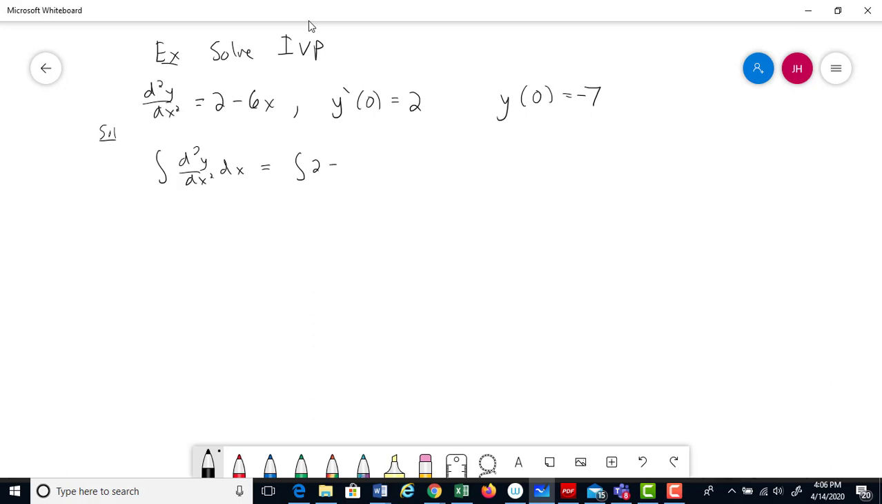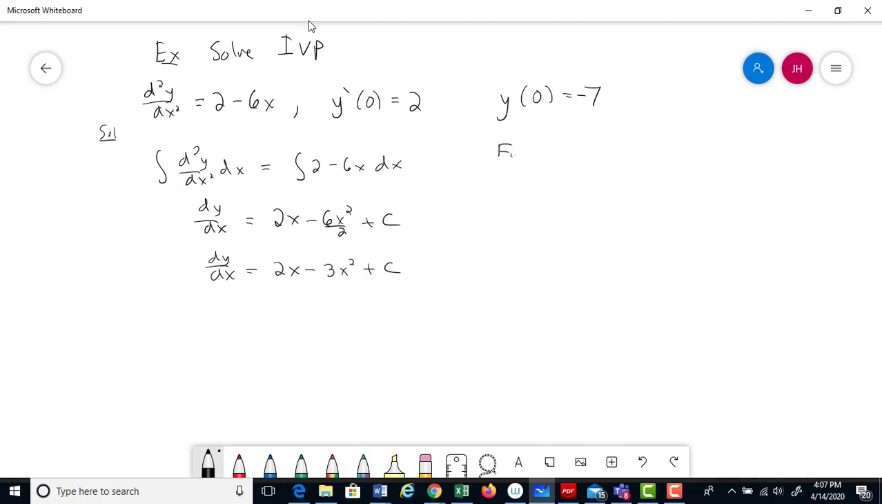And this is going to be the antiderivative of 2 minus 6x with respect to x. So what you're going to get here is just the first derivative back. The antiderivative of the second derivative is the first derivative, and then we take the antiderivative of this side, which is going to be equal to 2x minus 3x squared plus c.